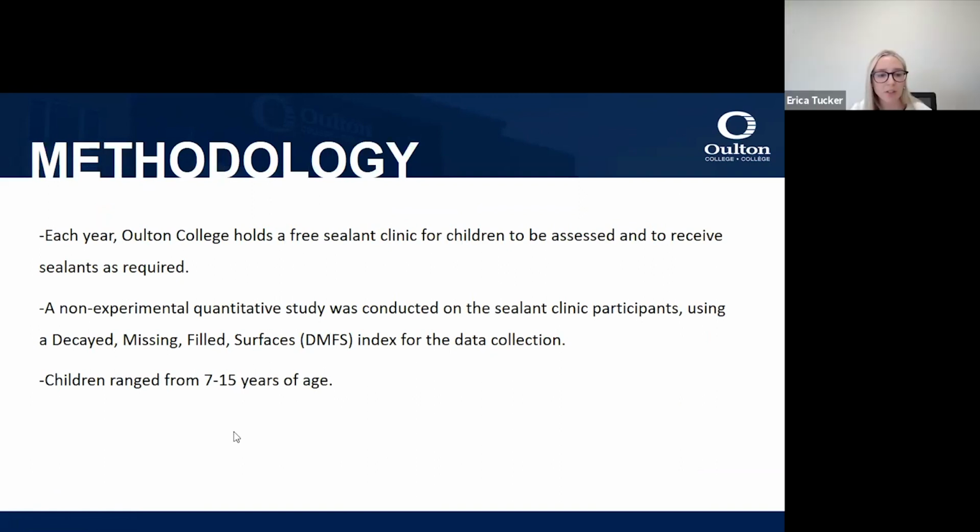So as for our methodology, Oulton College holds a free sealant clinic for kids, and those that are assessed can receive sealants. They hold this every year, and this year we took the opportunity to use this as our data collection. So we did a non-experimental quantitative study on the sealant clinic participants, and we used a DMFS index. This is decayed, missing, and filled surfaces throughout the oral cavity. And this was conducted on children ranging from about 7 to 15 years of age.